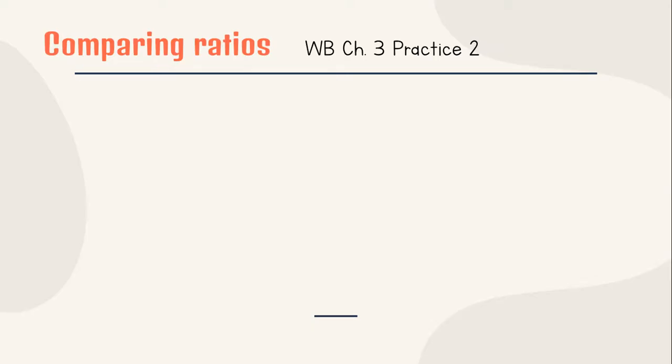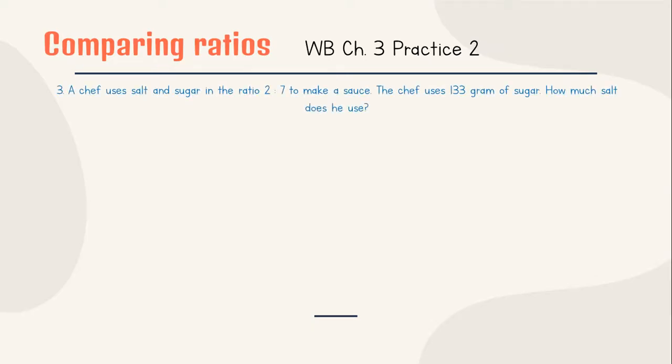Please look at your workbook chapter 3 of practice 2. Practice by doing number 3. A chef uses salt and sugar in the ratio 2:7 to make a sauce. The chef uses 133 grams of sugar. How much salt does he use?